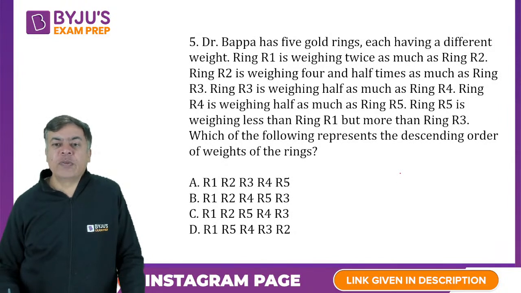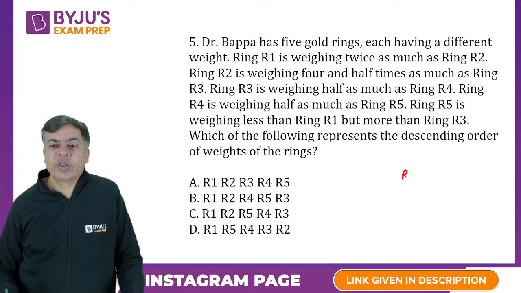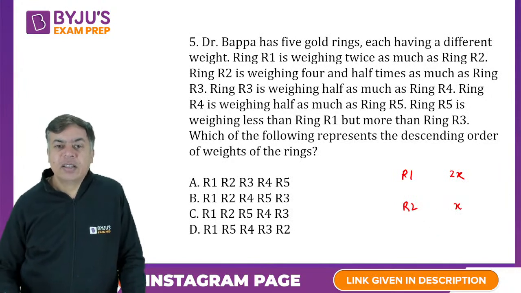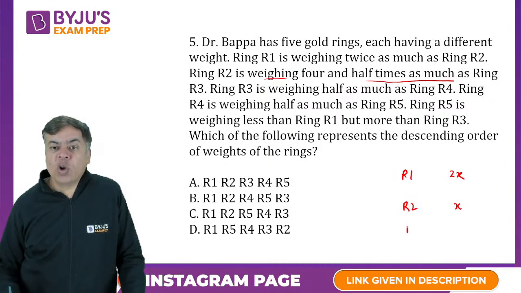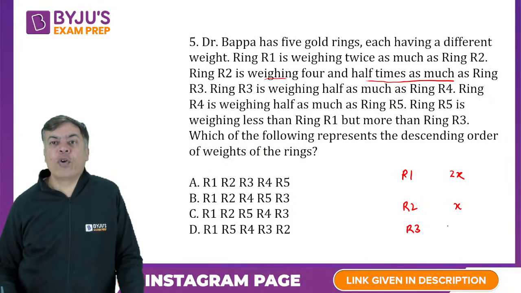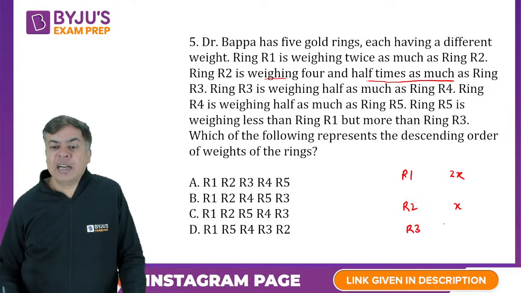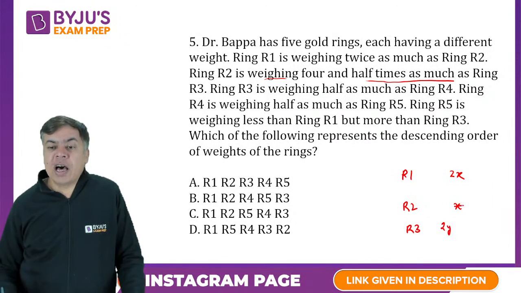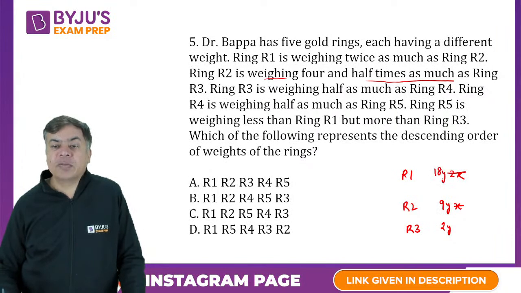R1 is weighing twice as much as R2. So if R1 is 2x, R2 is x, right? Now R2 is weighing 4.5 times as much as R3. Let's say R3 is 2y. So R2 will become 9y, which is 4.5 times, and R1 will become 18y, which is 2 times.